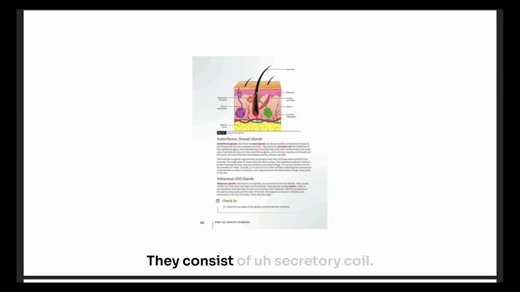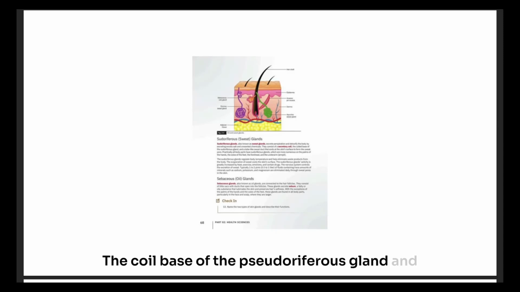They consist of a secretory coil, the coiled base of the sudoriferous gland, and a tube-like sweat duct that ends at the skin surface to form the sweat pore. Practically all body parts have sudoriferous glands, which are more numerous on the palms of the hands, the soles of the feet, the forehead, and the armpit. The sudoriferous glands regulate the body's temperature and help eliminate waste products from the body.